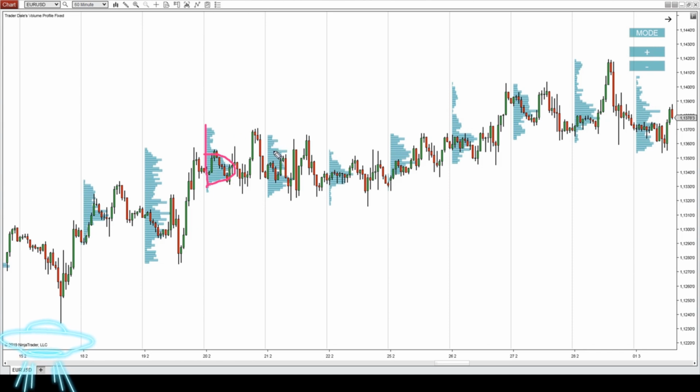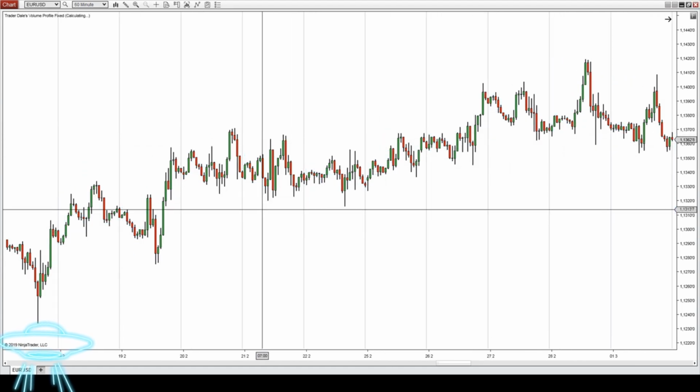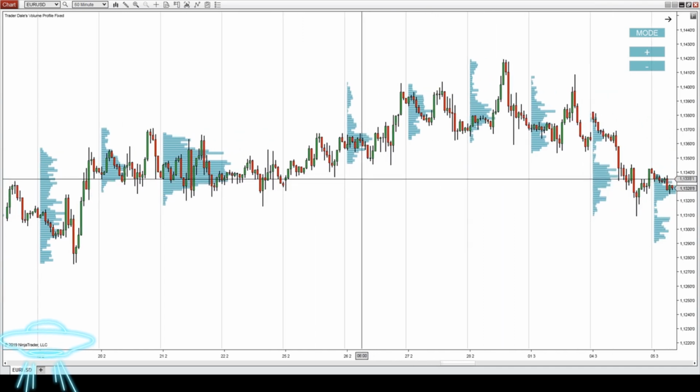And after that, there are some D-shaped profiles in here, and in here. All those are D-shaped profiles, and what you can do is you can merge them to see where the point of control of this area is.